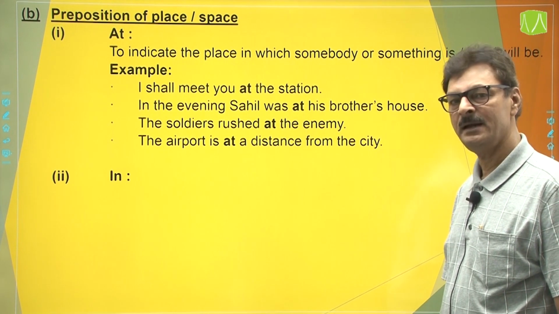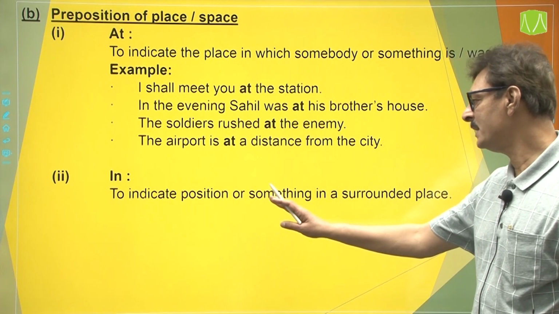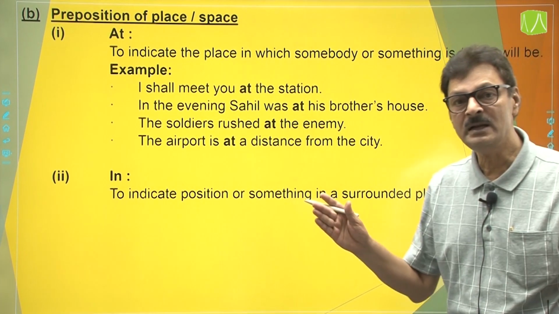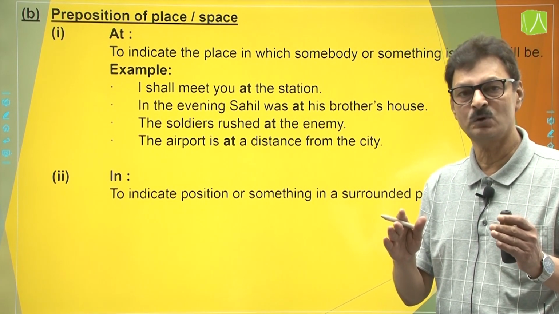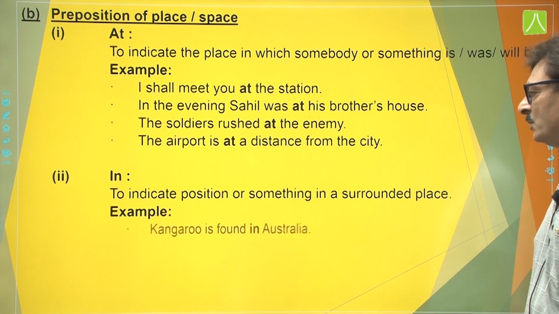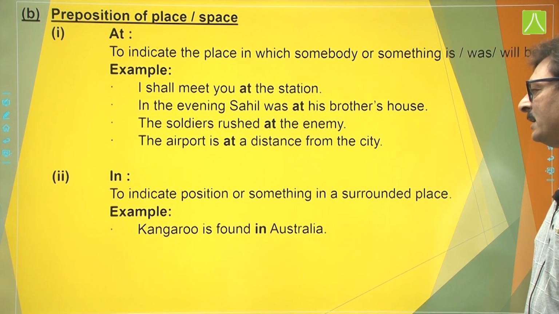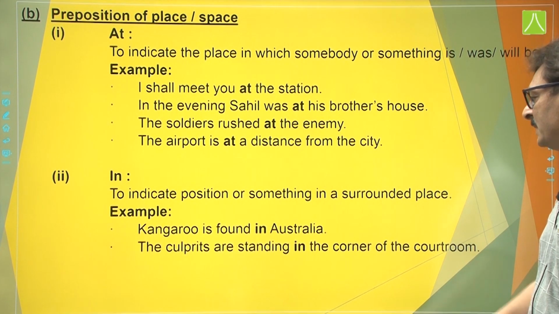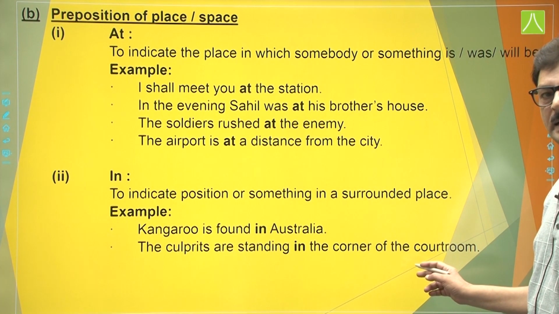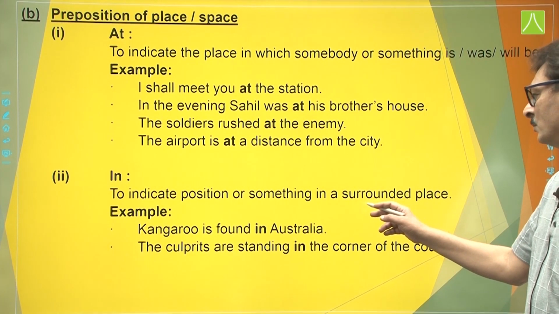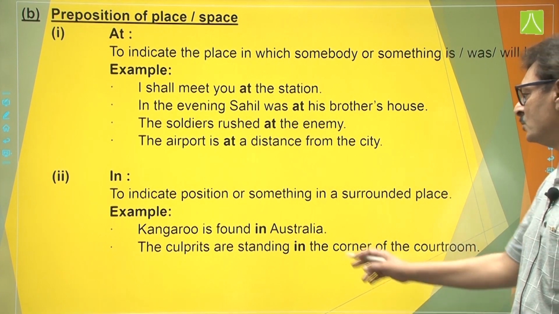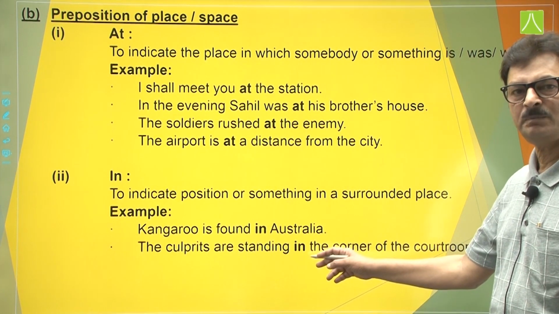The use of in. In is used to indicate position or something in a surrounded place. So जब कोई enclosed space या place में होता है, then we use in. Examples for you. Kangaroo is found in Australia. The culprits are standing in the corner of the courtroom. तो ये तो position है. This is the surrounded place.